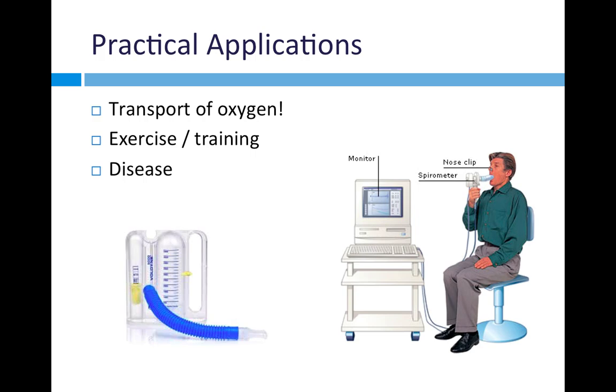So there are a ton of diseases that can negatively affect your lung volumes and capacities. Things like COPD, emphysema, asthma, bronchitis, lung cancer. So there are a lot of different things that can affect your lung volumes and capacities, whether positively with training, so athletes usually have a much greater lung capacity than non-athletes, or negatively, like disease.